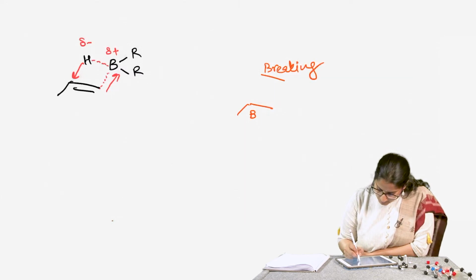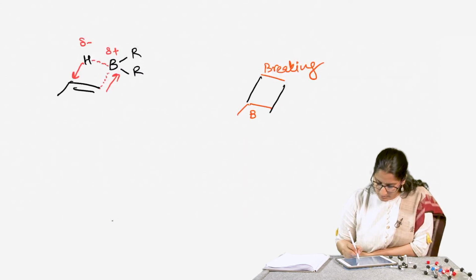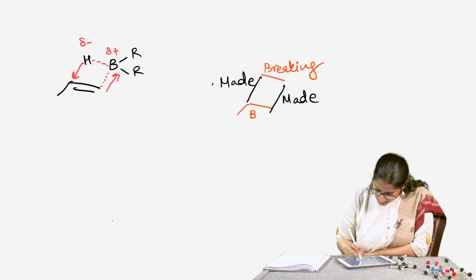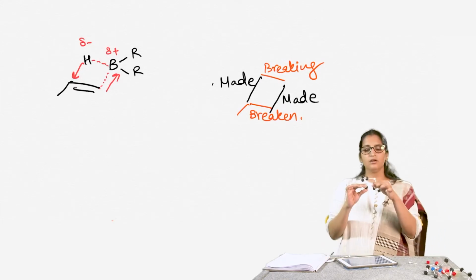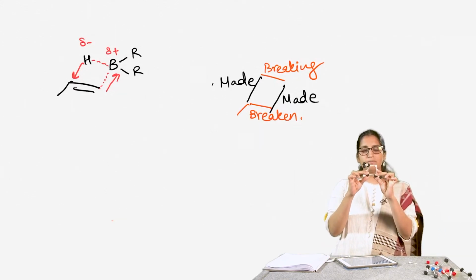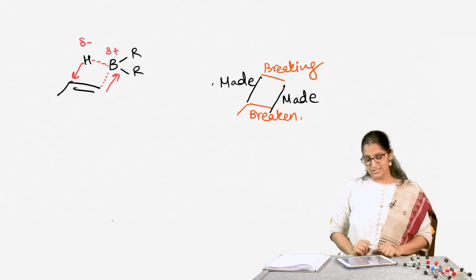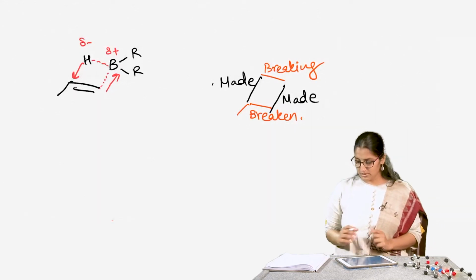At the same time, the boron and the carbon bond is being made and the hydrogen and the carbon bond is being made. So, what you see is, in this kind of a square, two bonds are being made at the same time, whereas two bonds are being broken at the same time. So, that is how the transition state for this particular reaction looks like.